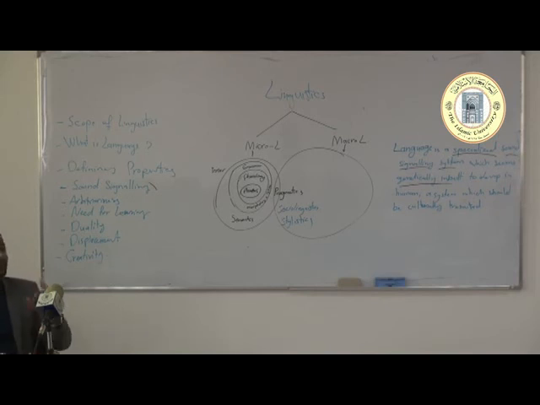Now, again, in duality, can we put letters together to give words? Good. Can we put words together to give utterances, sentences? How about animal communication? They cannot do that. Why? Because they have very limited signals to communicate with.